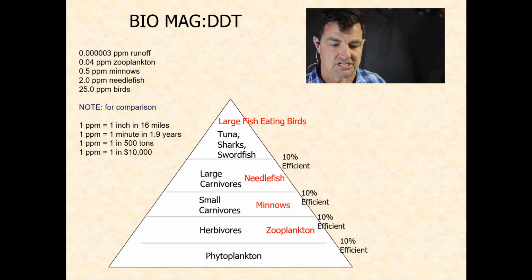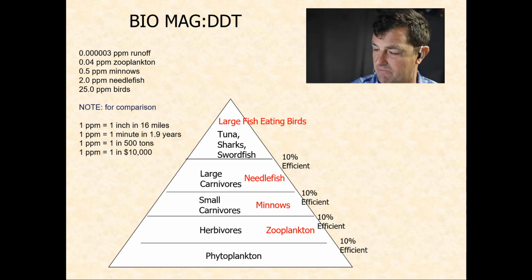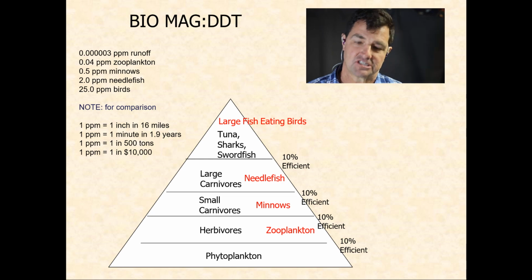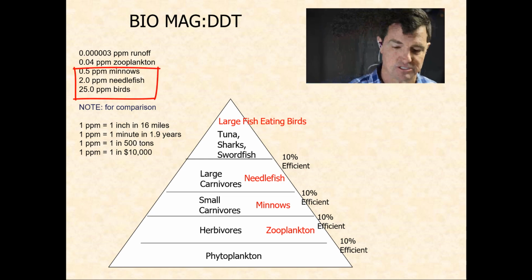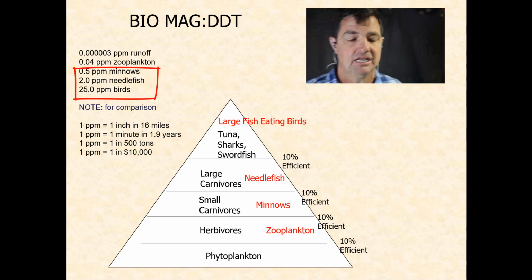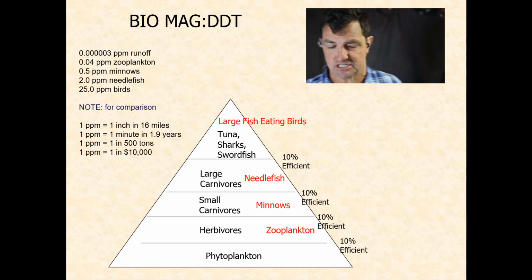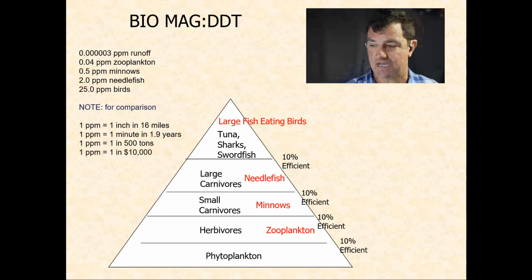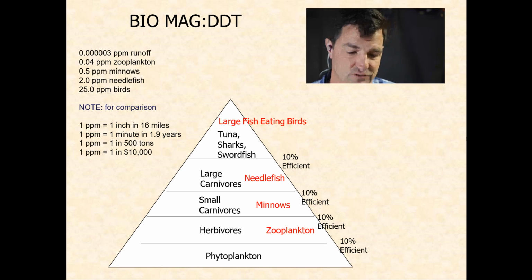Then tiny fish eat it, and by the time the minnows eat it, it's at 0.5 parts per million. Then slightly larger fish, needlefish, will eat those, and it's at 2 parts per million. And by the time it gets to birds, it's 25 parts per million because it gets concentrated as it moves up the food chain.